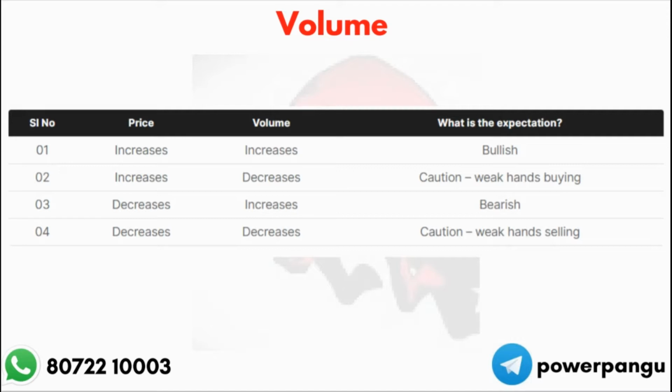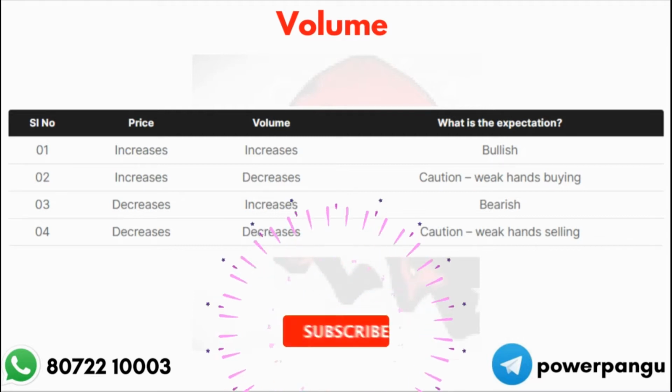Next, if the price increases and the volume decreases, be cautious, weak hands are buying. So retail traders are buying, but the volume is not increasing that much. Volume will only increase whenever you expect the FIIs and DIIs to be involved. The third one is price decreasing and the volume increasing. That means they are selling, they are a little bit bearish on that stock. So we could expect the stock to move further down.